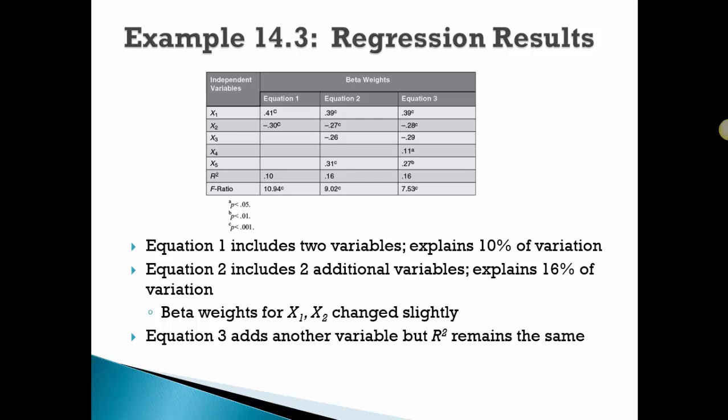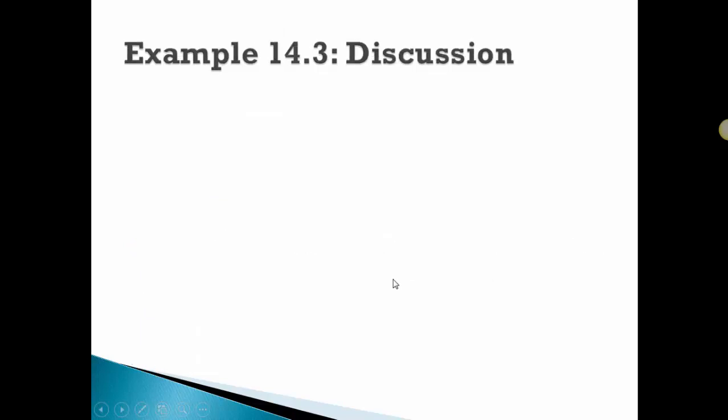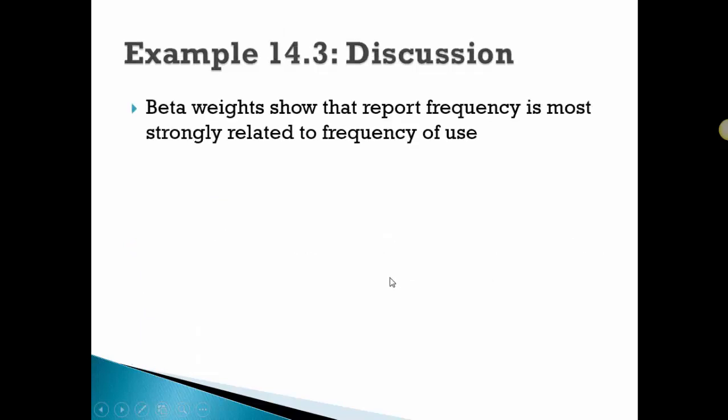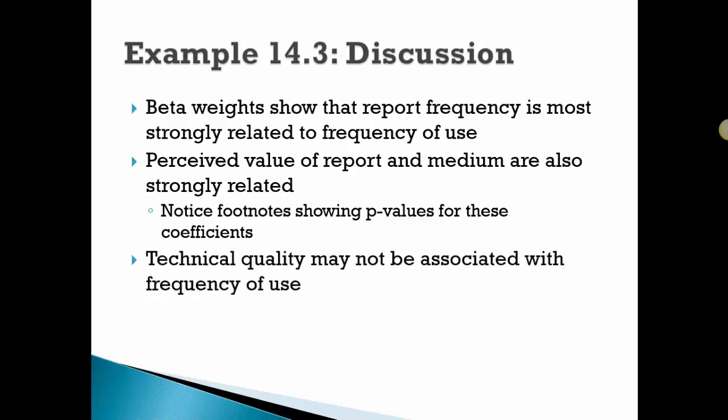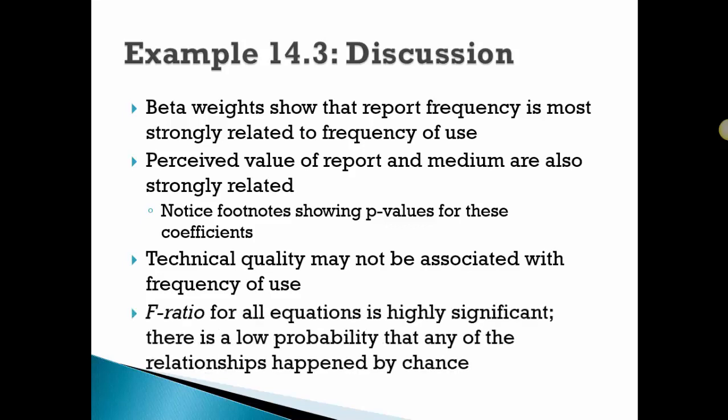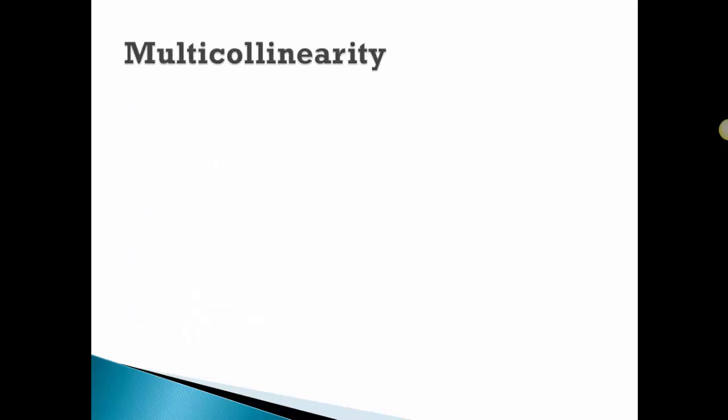When you take a look at this, it looks like equation 2 is the best equation because it's giving us the largest R squared and yet including only 4 variables. Again, the overall F test was significant, which tells us at least one of these coefficients is not equal to 0. Beta weights show the report frequency is the most strongly related to the frequency of use. The perceived value of the report and the medium are also strongly related, and notice that we looked at those footnotes for the p-values. The technical quality may not be associated with the frequency of use. And the F ratio is highly significant. There's a low probability any of those relationships happen by chance.